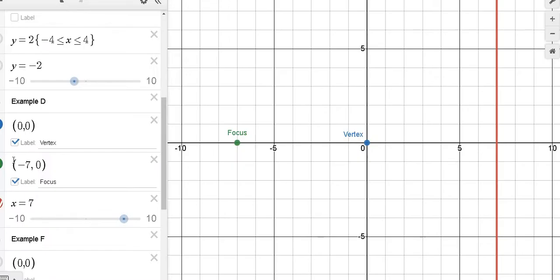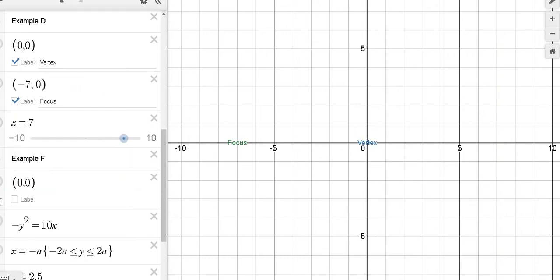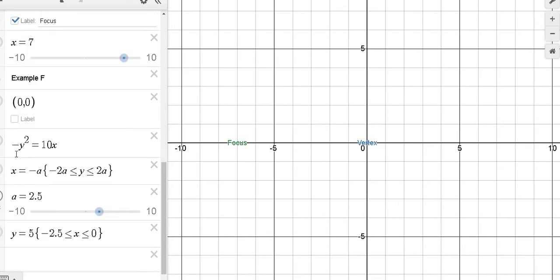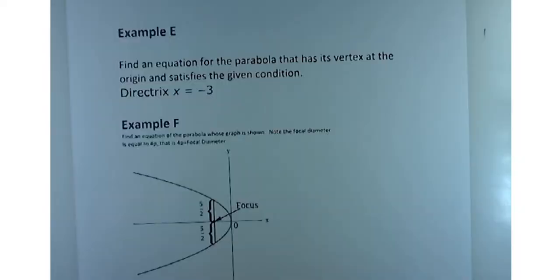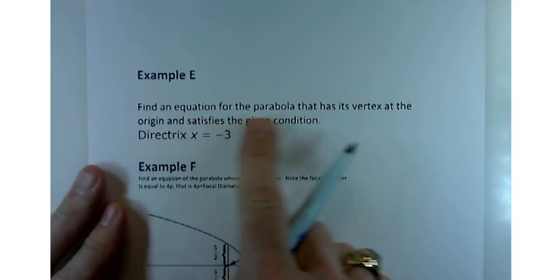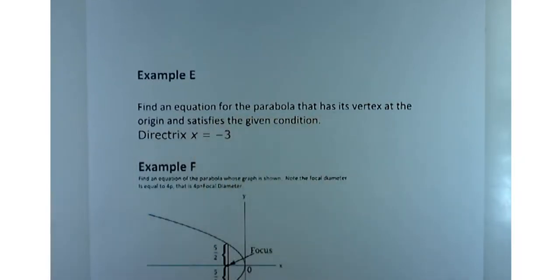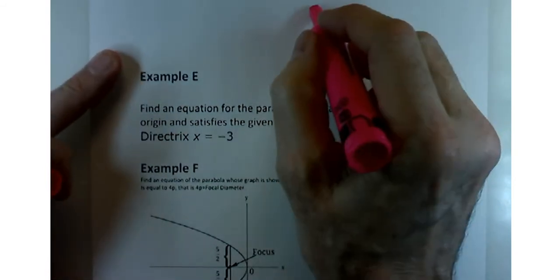So we'll go back to Desmos and shut off this stuff. I guess I don't have example E already done for us. Oh well, life goes on. Find an equation for the parabola that has its vertex at the origin and satisfies the given condition. The directrix is x equals -3. Well, all right, let's do our best on this one.